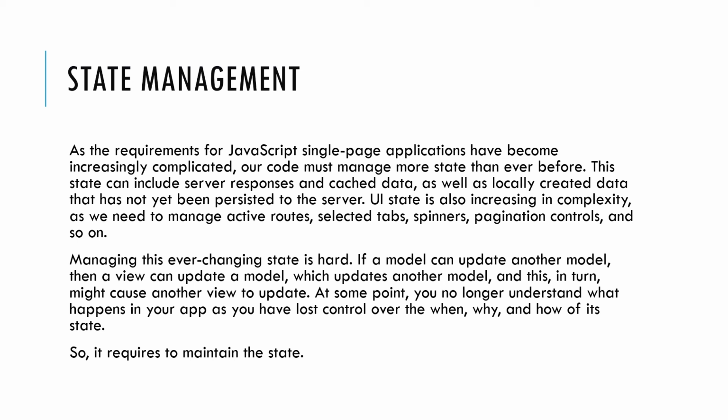A model can update another model, or a view can update a model which updates another model, and this in turn might cause another view to update. So at some point, we no longer understand what happens in our application as we have lost control over it. So we keep this state, and we need to maintain the state of all these changes. That's what we call state management.